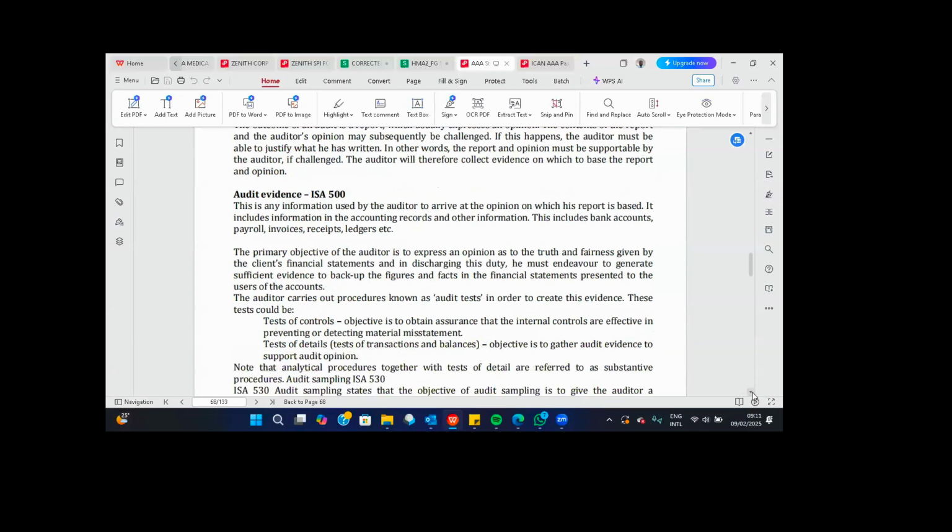Okay, the test of control, the main essence of the test of control is to ensure that the internal control system is effective and efficient. Okay, while test of details transaction, his intention is to ensure that the audit evidence gathered support the what? Audit opinion. That is, after you have tested that the internal control system is working, you need to obtain what? Empirical evidence, that is documentary evidence.